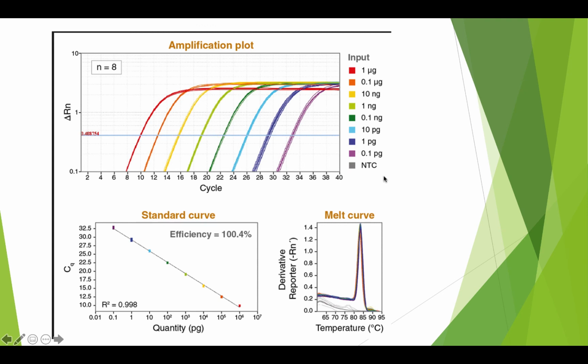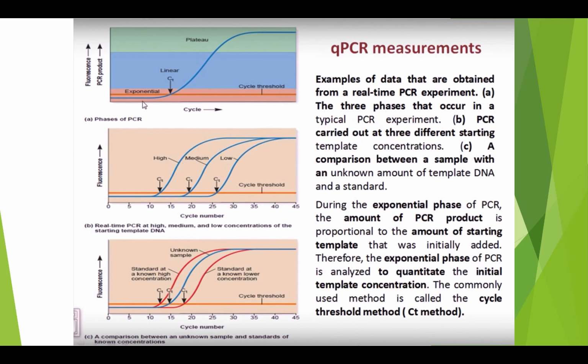So the more the concentration, the more the fluorescence. So you will have fluorescence at an earlier level. That's what quantification is. So you can quantify the DNA this way, with qPCR measurements.